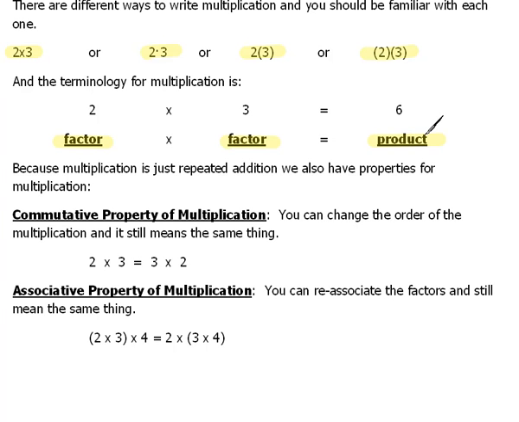Now, because multiplication is just repeated addition, you remember we had those properties for addition where we said that we can add things in any order we want to, or we could regroup them. That was the commutative and the associative properties of addition. Well, if multiplication is just repeated addition, then those same rules should work for multiplication also, and they do.